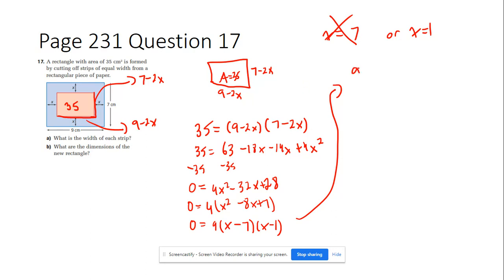So for part A, the strip is 1 centimeter. Part B, what are the dimensions of the rectangle? If I put x = 1 into here and here, 7 - 2 times 1 is 5 centimeters by 9 - 2 times 1 is 7 centimeters. So this is going to be a 5 by 7 picture over there. Sound good?